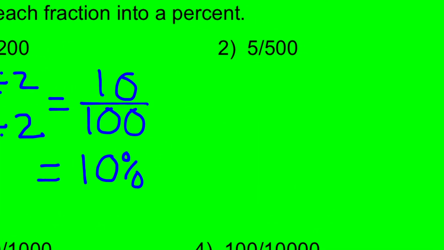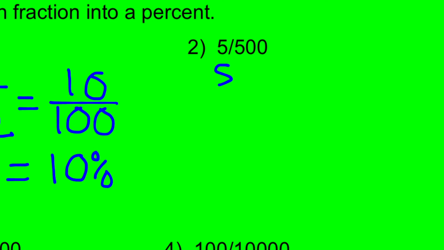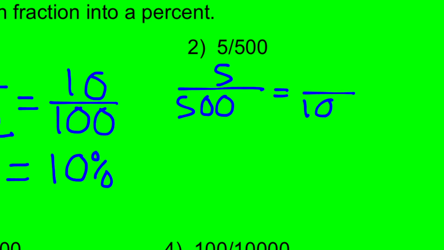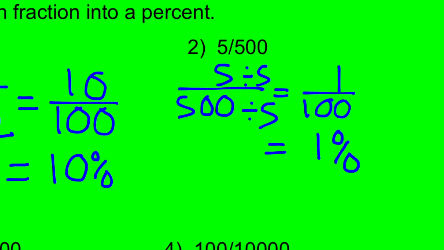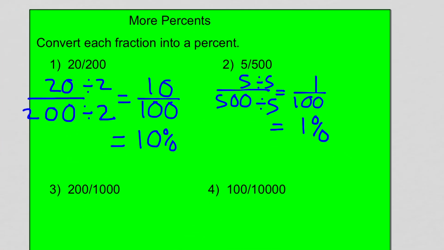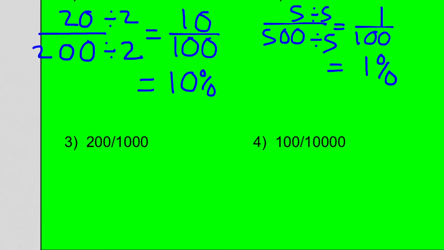And number 2, 5 out of 500. What could I do to make 500 into 100? What could I divide or multiply by? Well, I could divide by 5. 500 divided by 5 gives me 100. So 5 divided by 5 gives me 1. And 1 out of 100 is 1%. So I'm always trying to figure out what I can do to the fraction to make it out of 100.